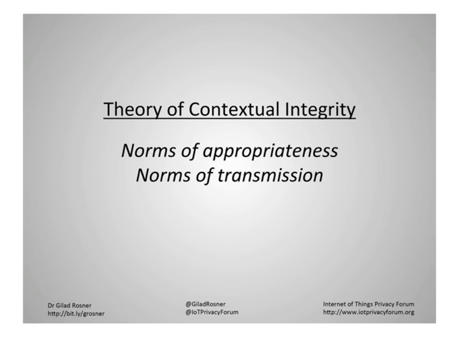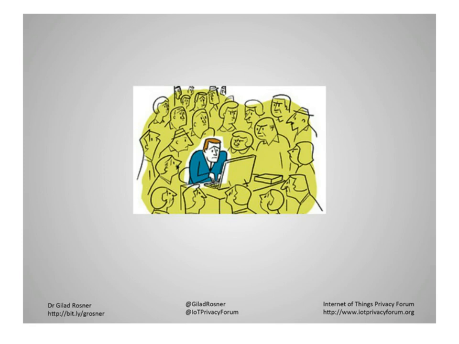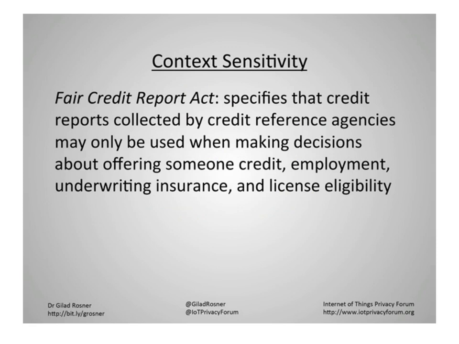It's appropriate for you to reveal medical information to your doctor, but not your financial situation, and the reverse is true with your accountant. As to transmission, it's right for a doctor to send your medical information to labs and your insurance company, but not to law enforcement. When these norms are violated and context boundaries are unexpectedly crossed, people experience it as a violation of their privacy. Context sensitivity like this exists within a variety of laws and policies. In the United States, a law called the Fair Credit Reporting Act specifies that credit reports collected by credit reference agencies, such as Experian and Equifax, may only be used when making decisions about offering someone credit, employment, underwriting insurance, and license eligibility.